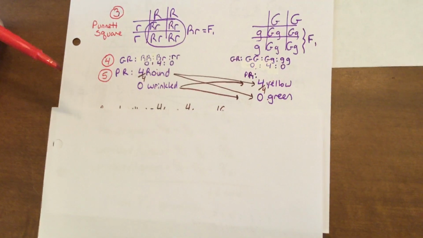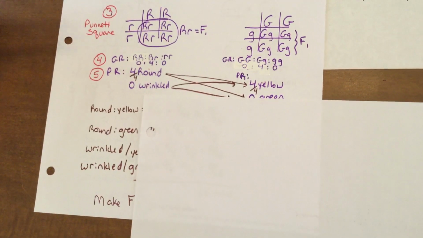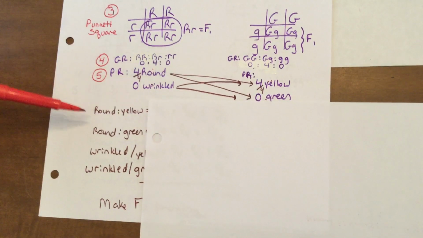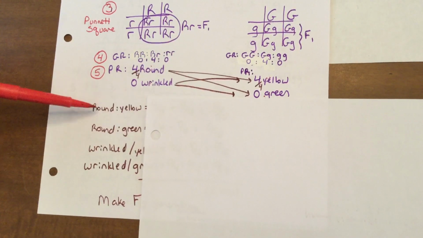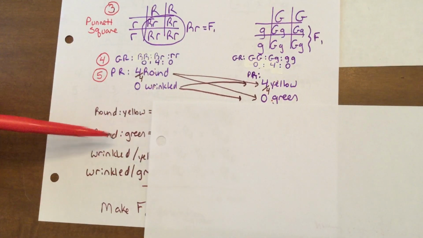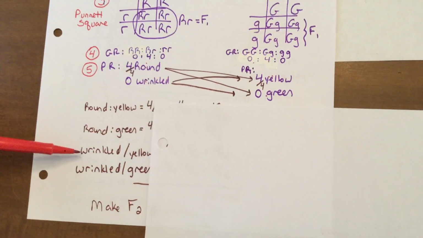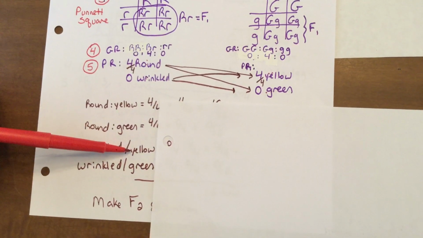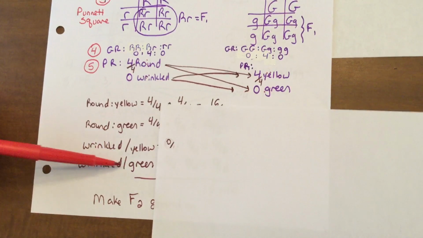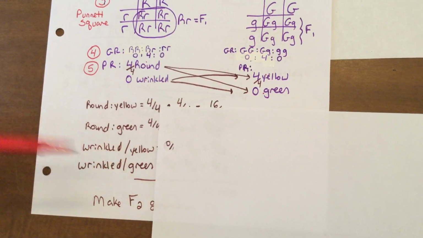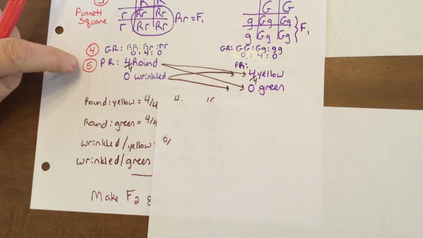I usually write them out just like that. So I'll have them and I'll list them just like what we just said. My two dominant choices, round and yellow, then dominant recessive, round and green, wrinkled for shape and dominant for color. So we have wrinkled yellow, and then my two recessive choices, wrinkled and green. And then I just throw in my phenotypic ratio.